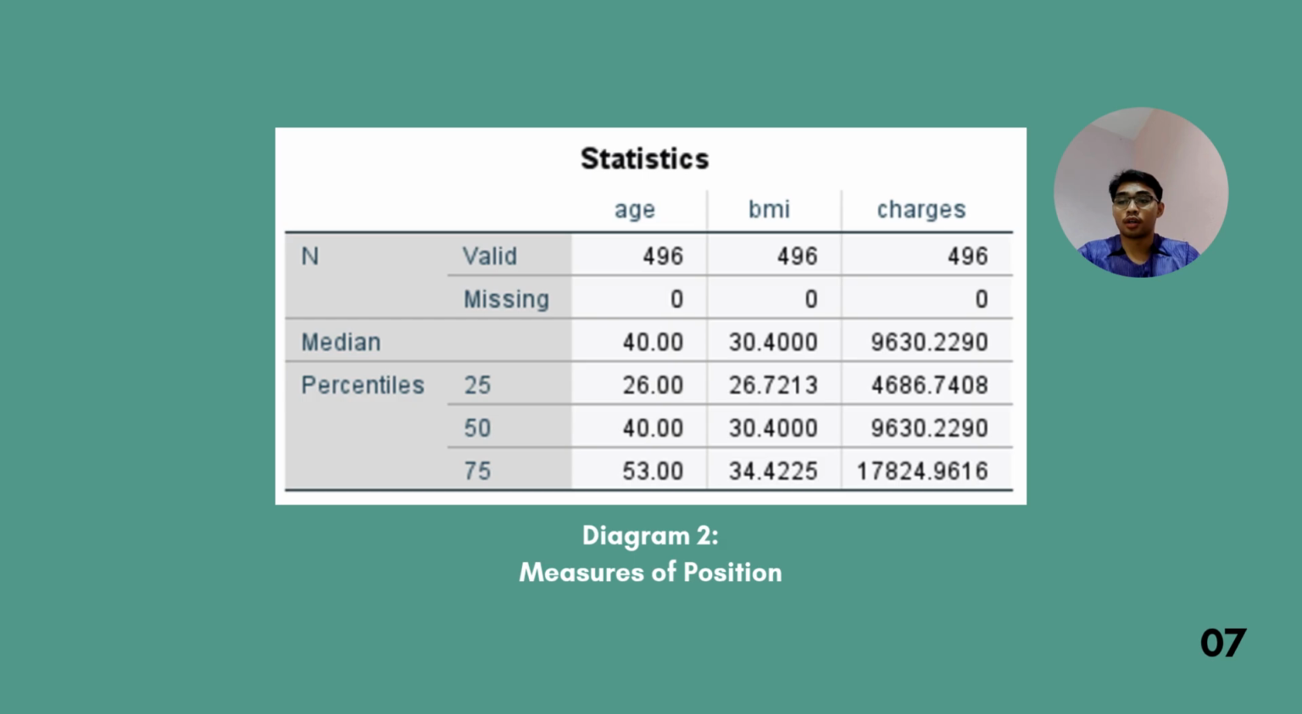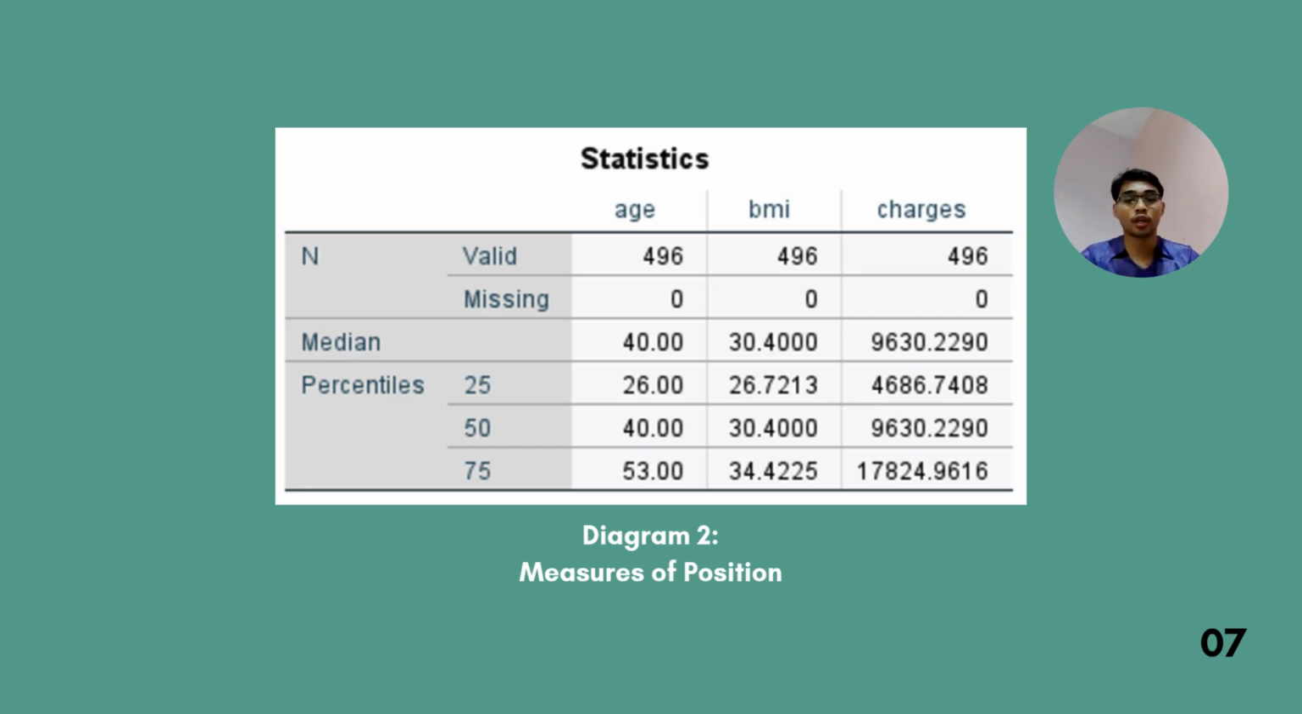Now looking at the BMI quantiles. Q1 equals 26.72, Q2 equals 30.40, and Q3 equals 34.42. So half of the respondents have a BMI between 26.72 and 34.42.